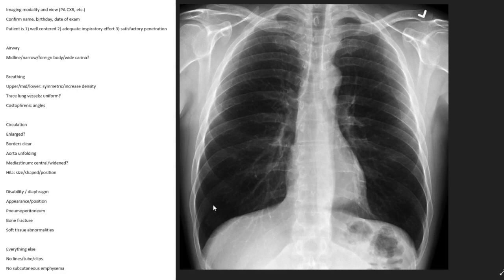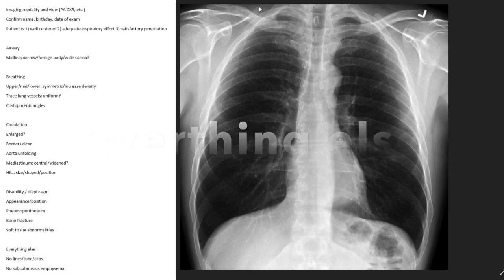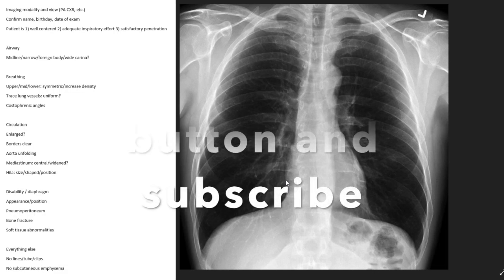Are there any lines, tubes, or clips? Any subcutaneous emphysema, which you might see over here? There's none. So that's a basic, really quick rundown of a systematic approach. If you just memorize this list and have it in the back of your head when you're presenting the chest X-ray, then you'll at least impress your attending.